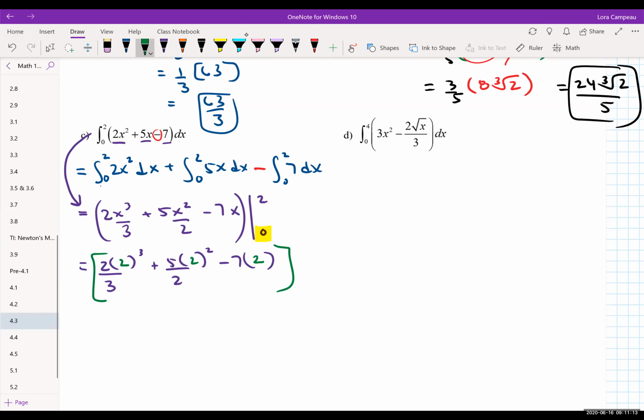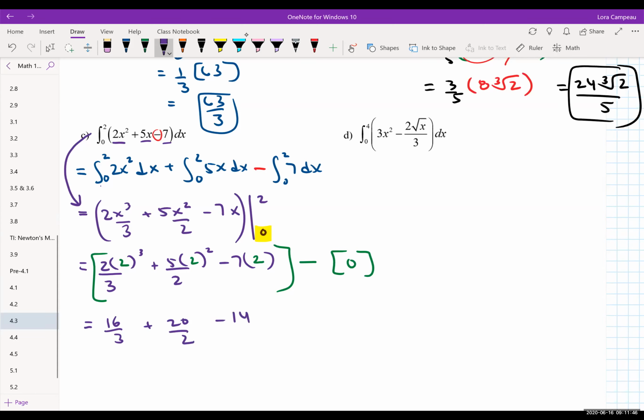Now, check out what happens when you plug in 0 to every term in this antiderivative. Every term has an x, so all you're getting is you are subtracting off a 0. So you don't necessarily have to write that out if you see it right away. So the math ends up being you just simplifying some of the fraction stuff. So we should have 2 times 2 cubed, what is that, 16 over 3. 5 times 2 squared is 20 over 2. 7 times 2 is 14.